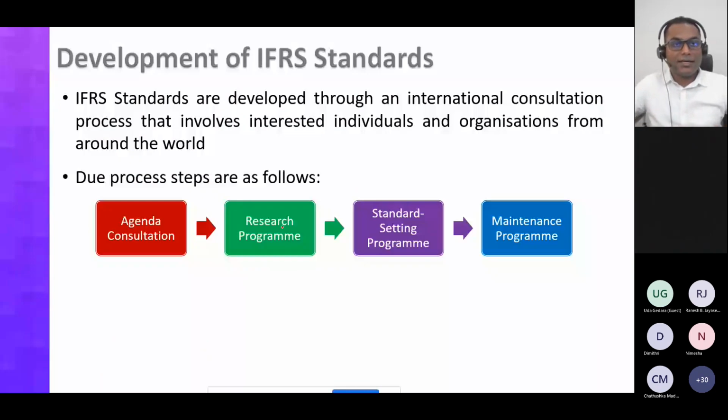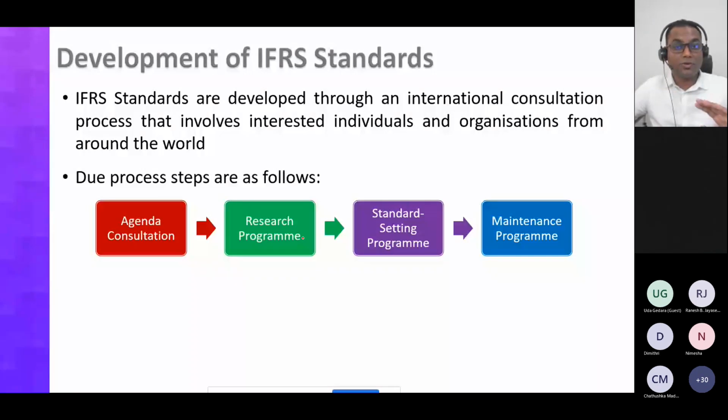If you look at the process of developing an IFRS standard, IASB is doing international consultation work. You get the views of different interested parties, individuals, organizations, for example auditors, accountants, CFOs, CEOs, right? So you get the comments. It's not something which is done by IASB in isolation. So there's a due process followed, and in this due process, there are 4 main steps that we need to understand, right?